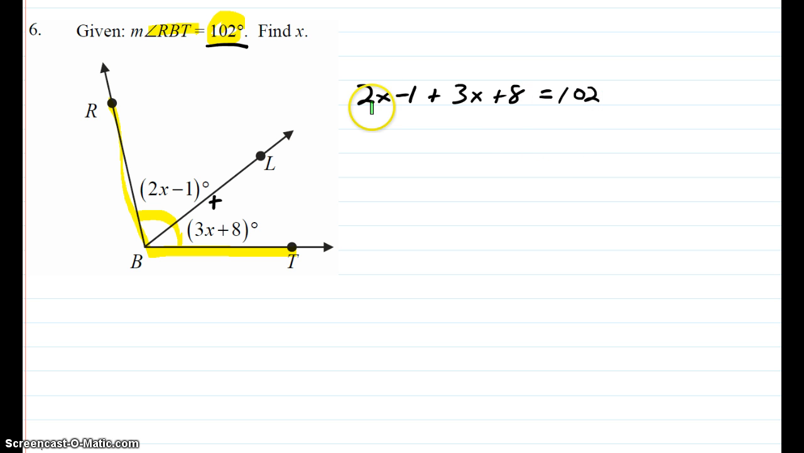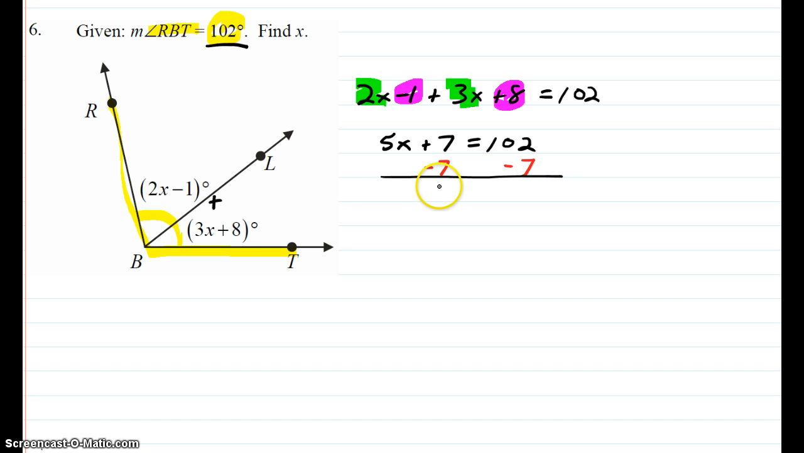So now combine your like terms. So we have 2x and 3x gives us 5x. Combine our constants, -1 and 8. So -1 plus 8 is 7 equals 102. Now just solve it, minus the 7 from both sides. So we get 5x equals 95.